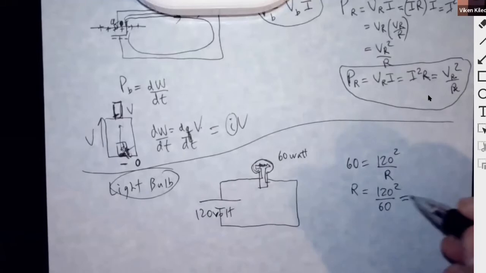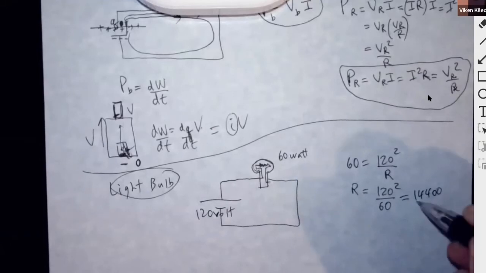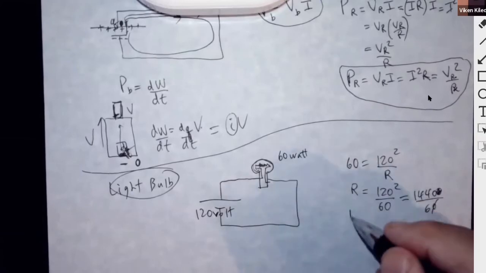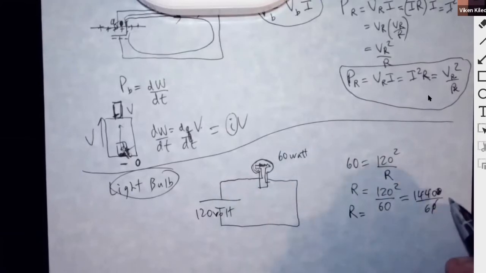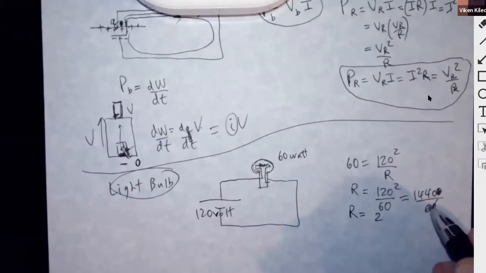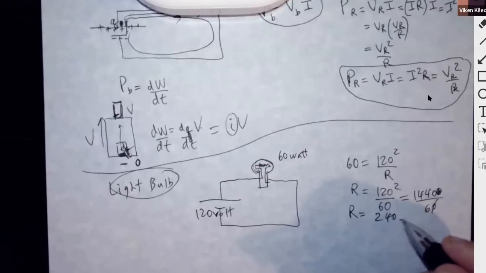So that's going to be 14400 divided by 60. And the resistance is going to be, let's see here, 240 ohms.